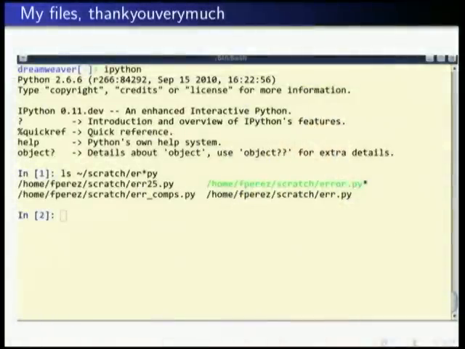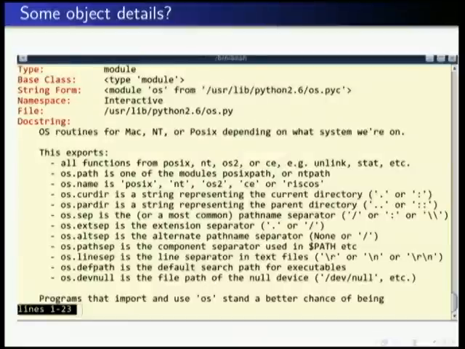And so IPython tries to do better, and IPython tries to give you tools that are a little bit nicer to work with. So if you type ls, you can use tildes. It will tell you about your files. If you ask for object details with the question mark, for example, if you type os question mark, it will tell you what os is. os is a module. This is its base class. It will give you its string form, where it was loaded, what is the file where it's defined, and what is its docstring, so that you can immediately query your objects.